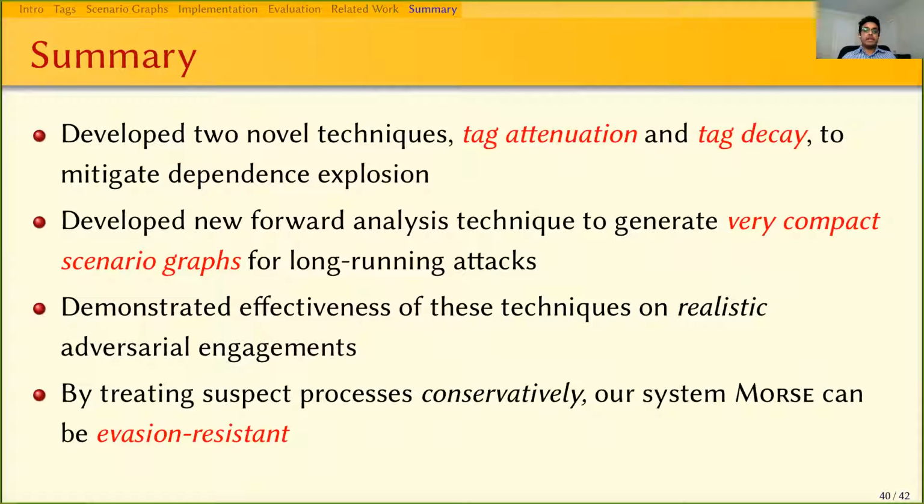In summary, we developed two novel techniques, tag attenuation and tag decay, to mitigate dependence explosion. We also developed a forward analysis technique to generate compact graphs. We demonstrated the effectiveness of these techniques on realistic adversarial engagements. By treating suspect processes in a conservative manner, our system, MORSE, can be evasion resistant.